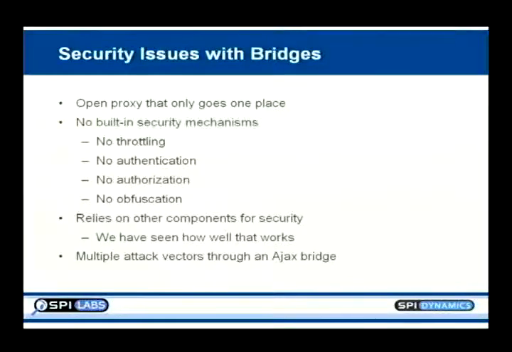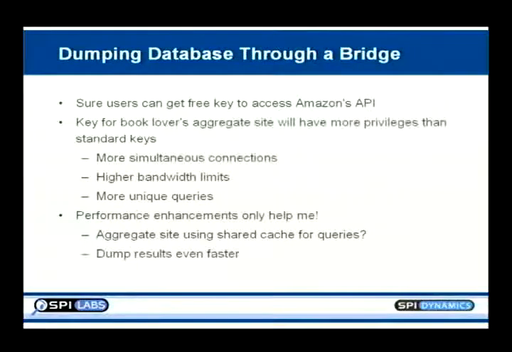There are so many attack vectors against an AJAX bridge. I'm only going to talk about 2 of them. Dumping a database through a bridge. So let's say I wanted to dump out Amazon's bookstore. I wanted to dump out their author's database. I could go download and sign up for a free key to access their API.